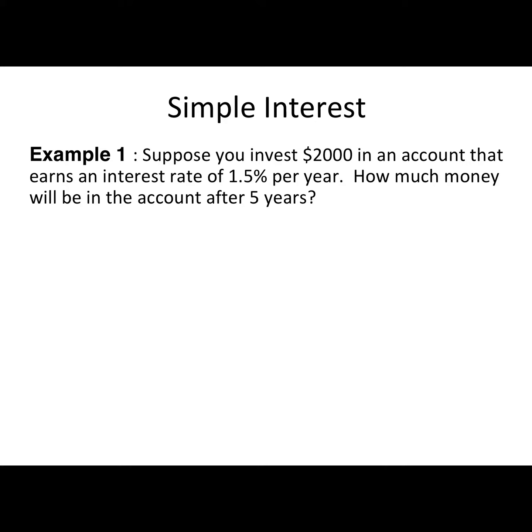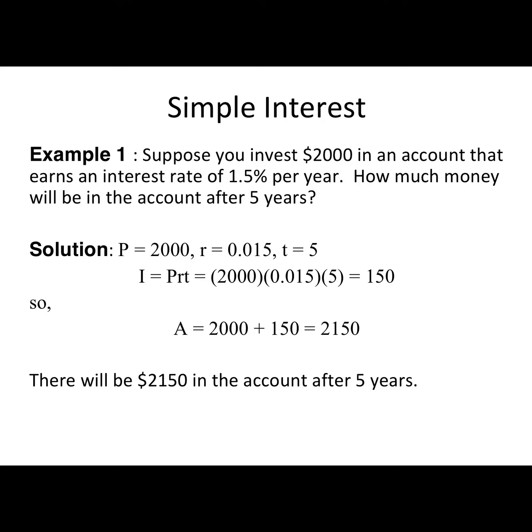Suppose you invest $2,000 in an account that earns an interest rate of 1.5% per year. How much money will be in the account after 5 years? All right, so we're going to start by listing off what we know. We know the principal. You invest 2,000, so that's your P. We know the rate is 1.5%. You need to convert that to decimal form. That means move the decimal 2 places to the left. So you get 0.015. And you know that the time is 5 years.